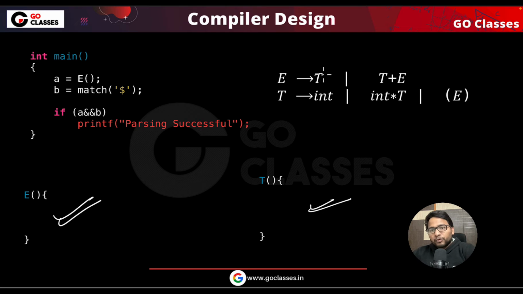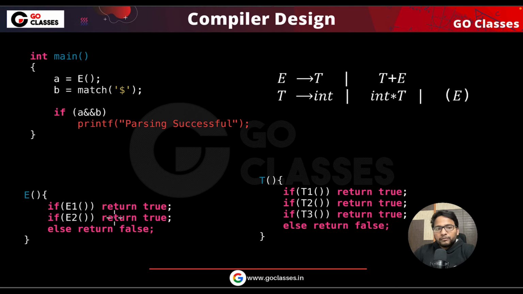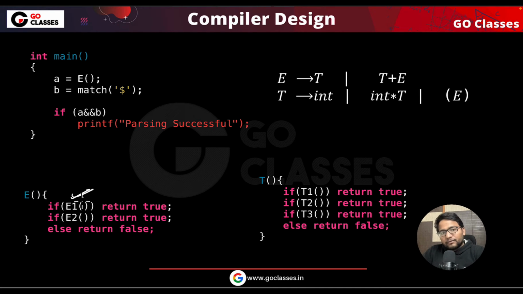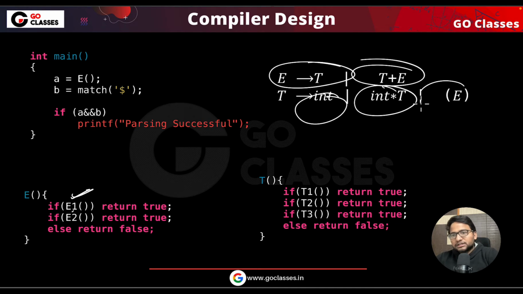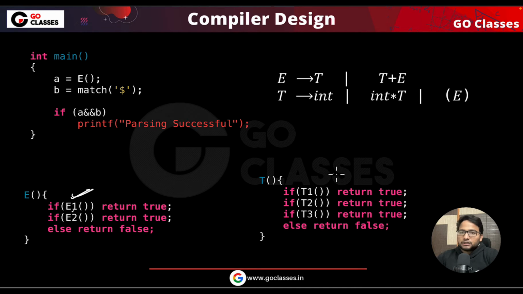For E, we will first try the production T, and then we will try T plus E. These are the two productions that we will try. For these two productions, I'm writing E1 and E2. Here I'm saying T1, T2, and T3. So T1, T2, T3, and E1, E2 for these productions.